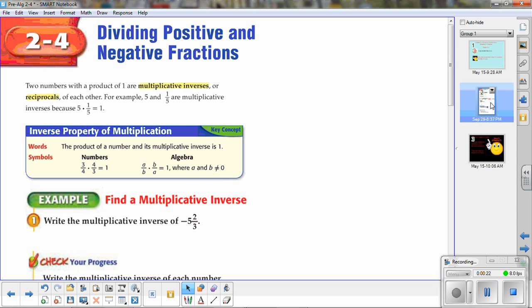A number and its multiplicative inverse, when you multiply them, it equals 1. For example, 3/4 times 4/3 equals 1. 3/4 and 4/3 are multiplicative inverses. Basically, you take a fraction and flip it upside down, and you have its multiplicative inverse or reciprocal.